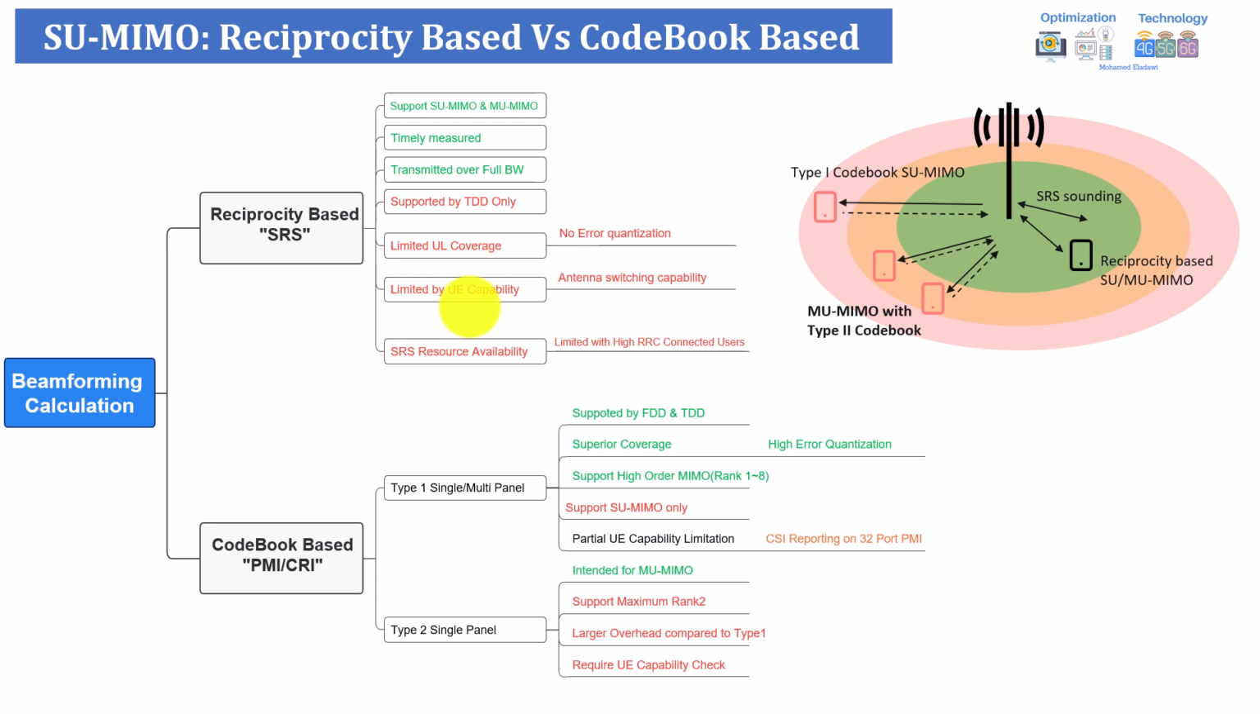But again, it depends on the UE capability. Not all UEs support the antenna switching capability functionality, which means not all UEs can use the SRS. So in this case, you'll use the other option, which is the codebook.